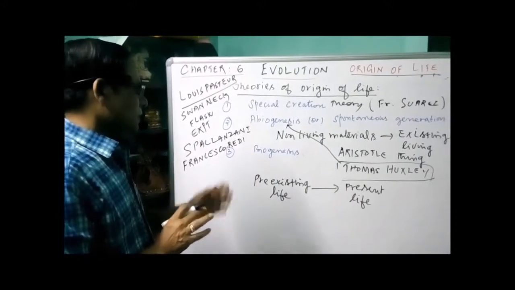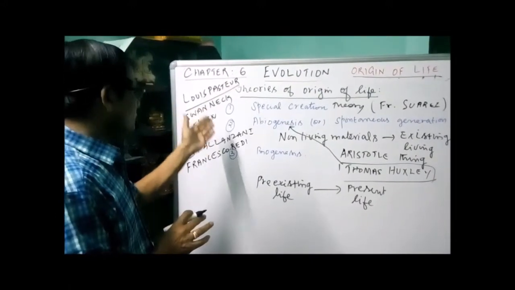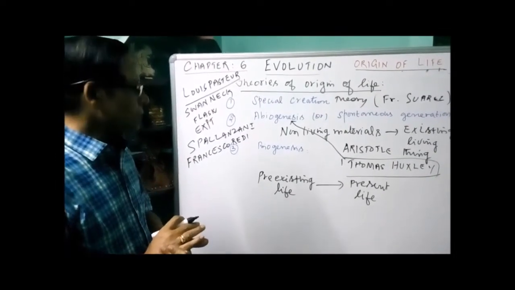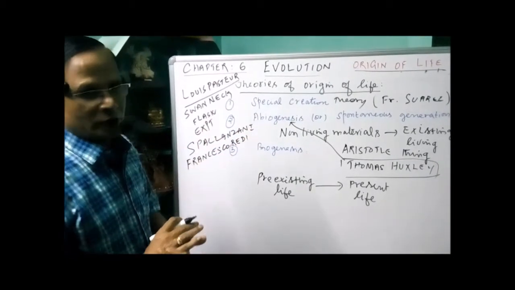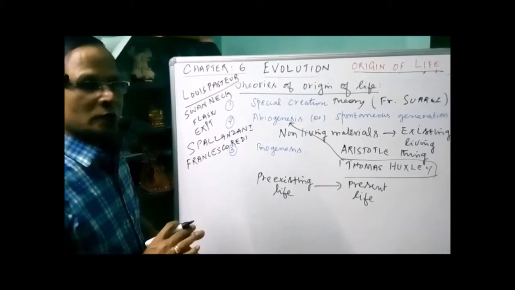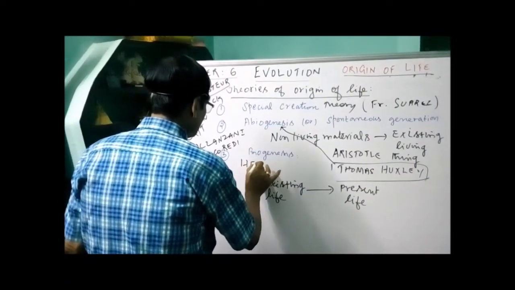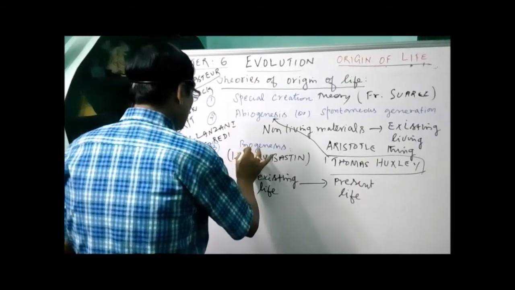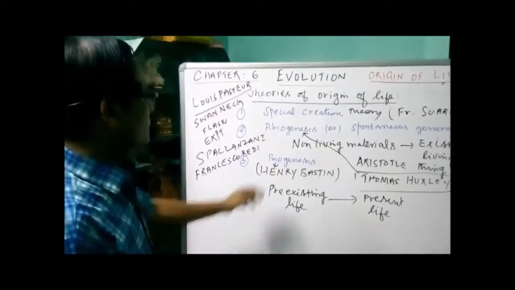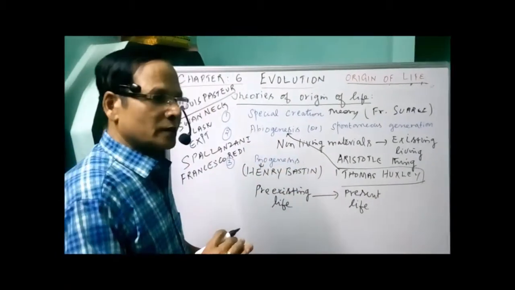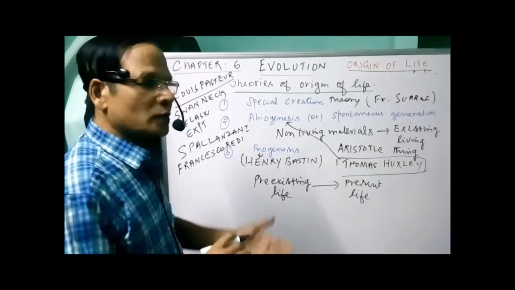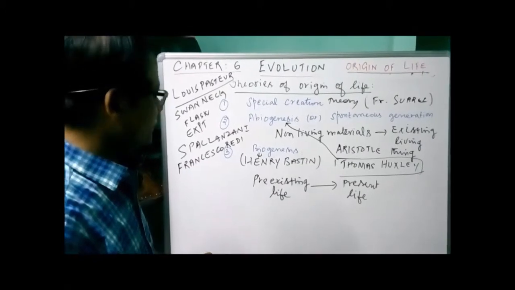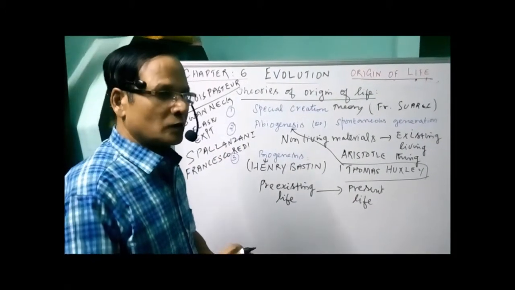Now, the term biogenesis. These were the people who conducted experiments to prove the biogenesis concept and also to disprove the concept of abiogenesis. The term biogenesis was given by Henry Bastian. The term abiogenesis was given by Thomas Huxley, and those who conducted experiments to prove the concept of biogenesis were Louis Pasteur, Spallanzani, and Francesco Redi. So these were the three theories related to the origin of life.